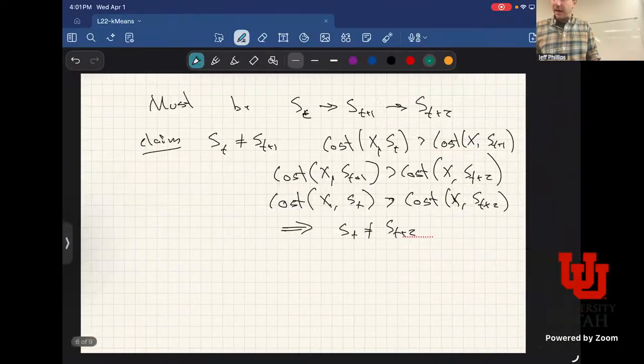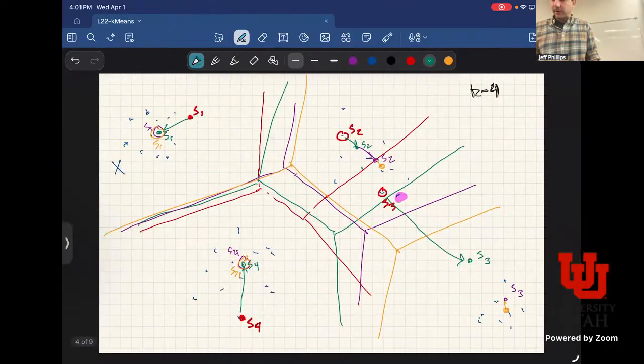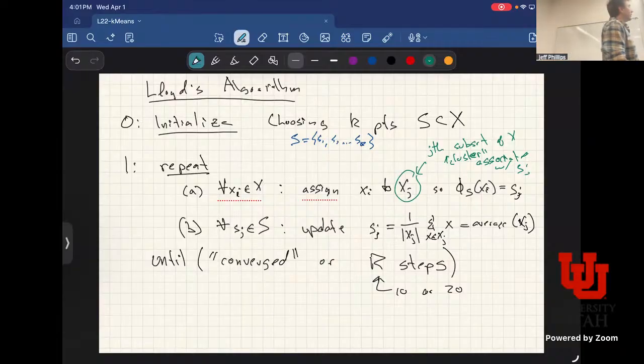Okay, the main algorithm is pretty simple, and this is the main takeaway I want from this lecture: to understand the main algorithm and then know that it doesn't always work. You alternate between these two steps. You assign every point to the closest site, and then you update the sites.